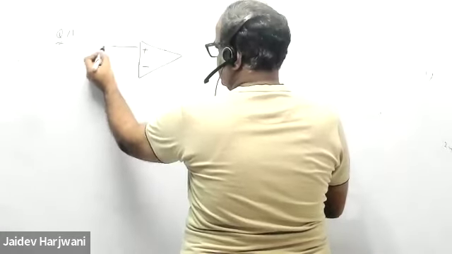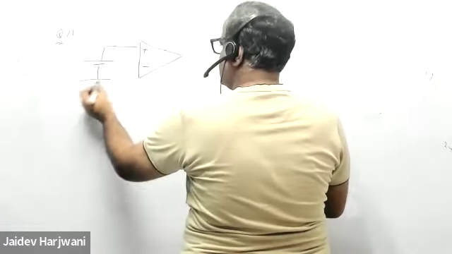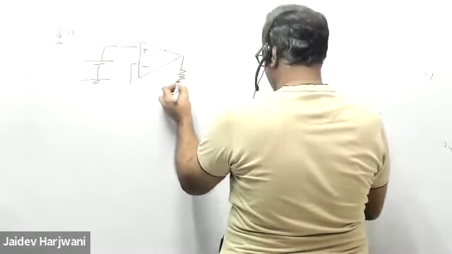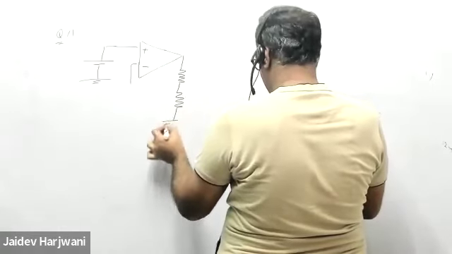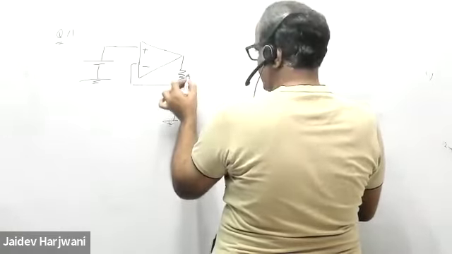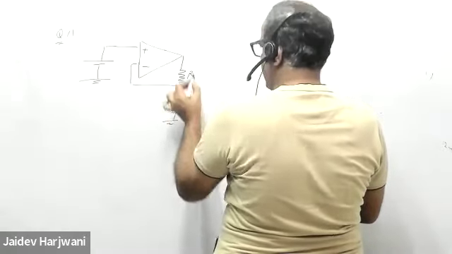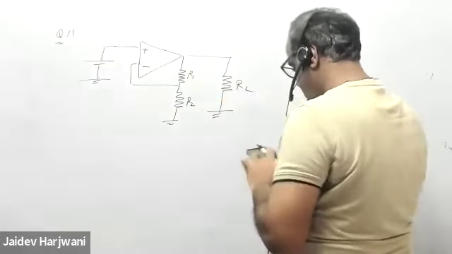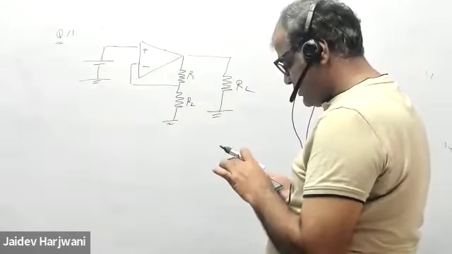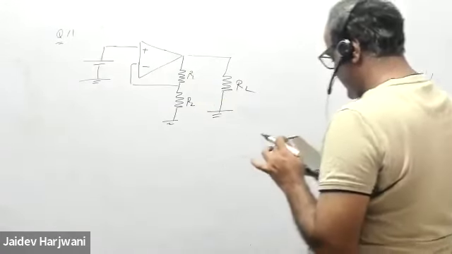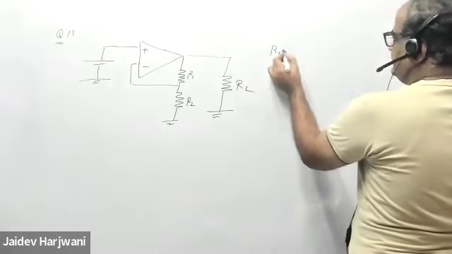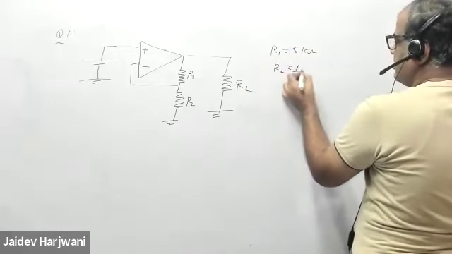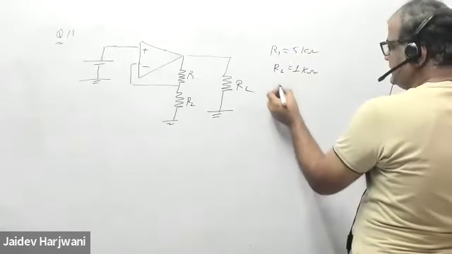Here you have, okay, this is your ground, R1, R2, and this is RL. Okay, R1, R2, RL, and R1 is 5 kilo ohm. Okay, R2 is 1 kilo ohm, and RL is 100 kilo ohm.